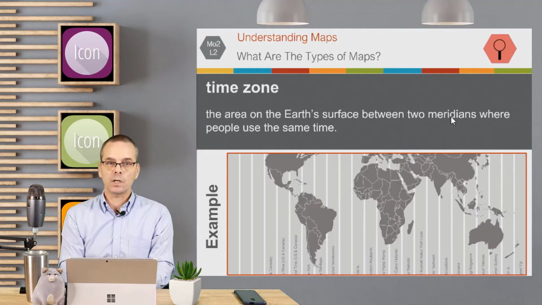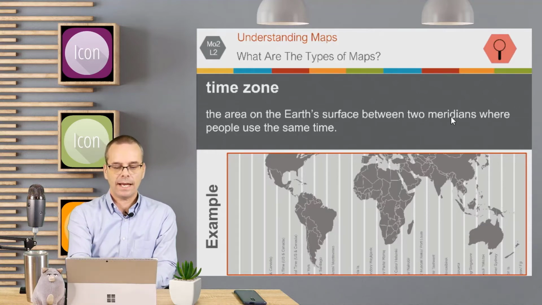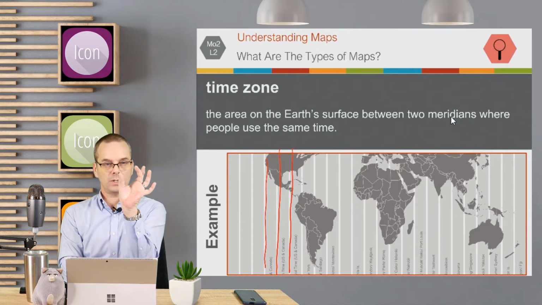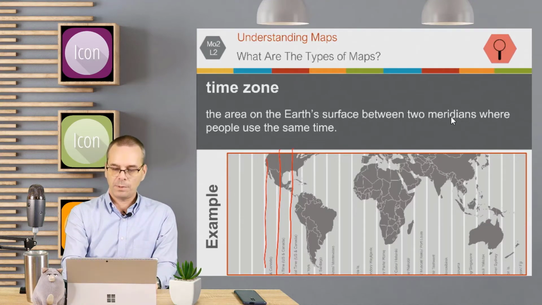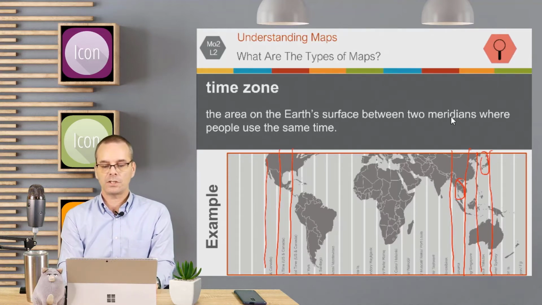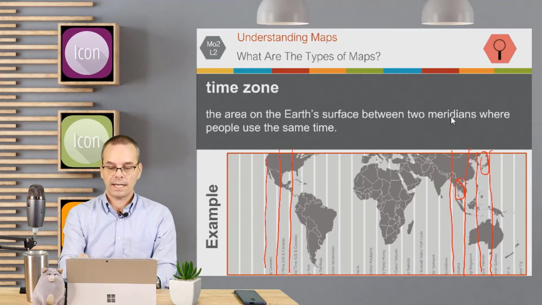You have time zone. Time zone is the areas of the Earth's surface that have specific times, because the time zone is where people use the same time. So, for example, the people in Thailand use one specific time, but if I was calling the people in Japan, they would be using a different time zone. So Thailand has a different time zone than Japan. But Thailand does have the same time zone as a lot of people in China.